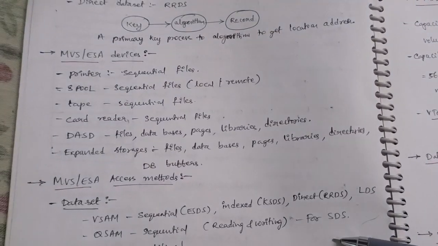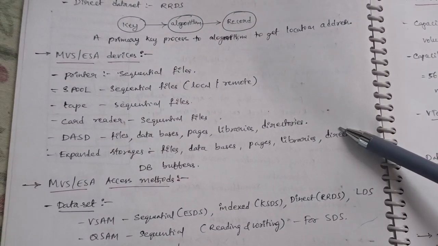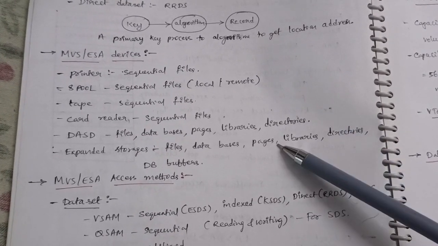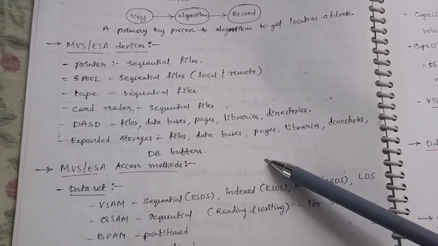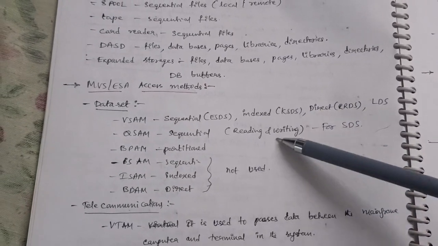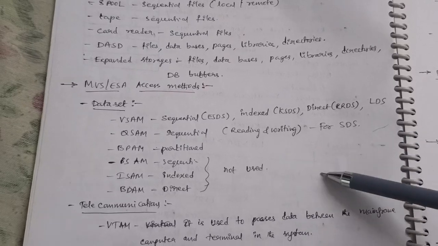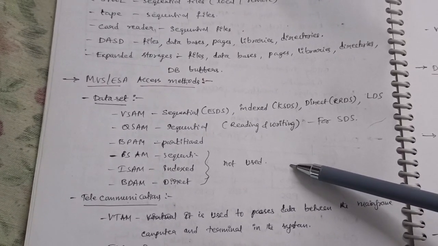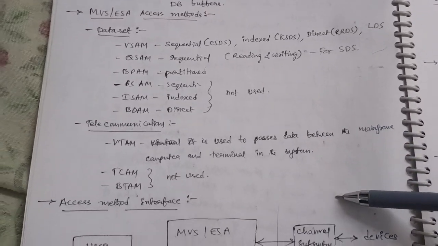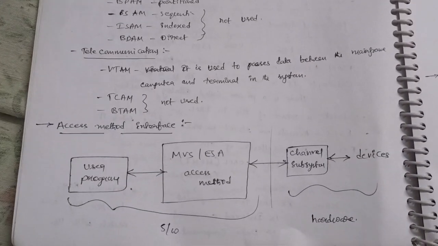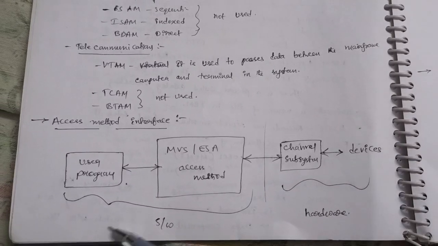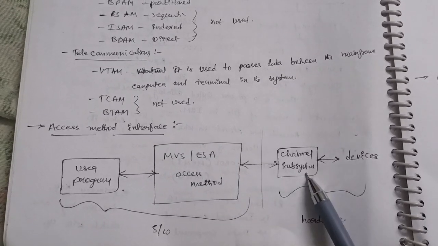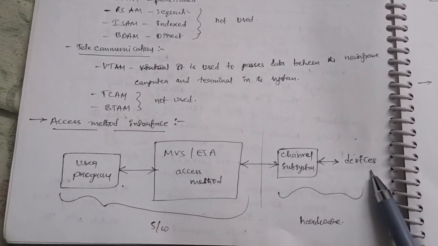These are the devices which support a printer, spool, and tape. What is tape? It is a sequential file. It will store card reader, DASD, and expanded storage. And these are the data sets supported in the MVS/ESA system: VSAM, QSAM, BPAM, and ISAM, BDAM. And this is the access method interface, how MVS/ESA supports the user program. Once it enters the user program, it runs in the MVS/ESA system, then connects with the channel subsystem, then goes to the devices.